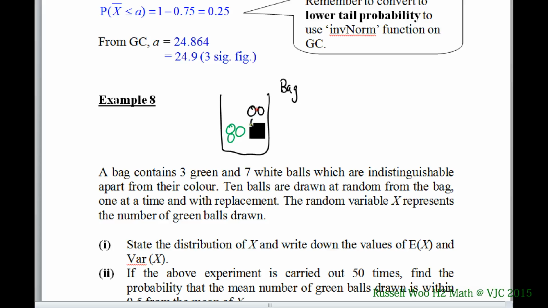Then we get 1, 2, 3, 4, 5, 6, 7. Correct? 10 balls are drawn at random, one at a time with replacement. That means you take one, then put back.